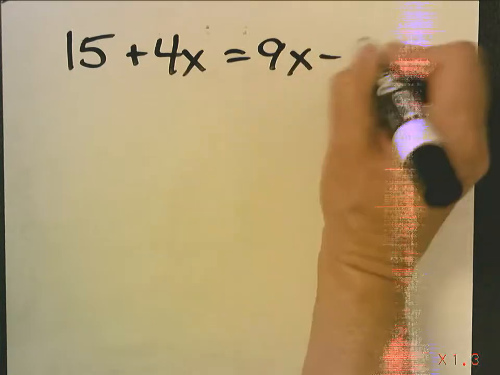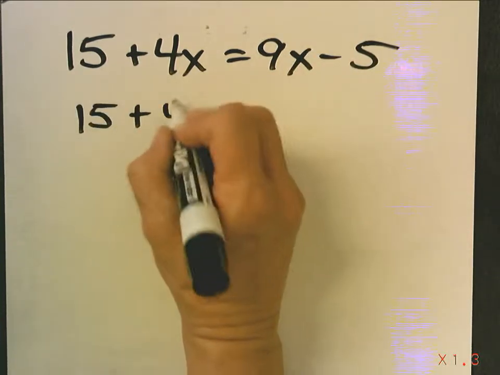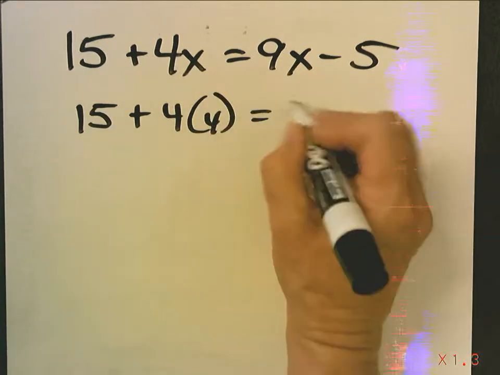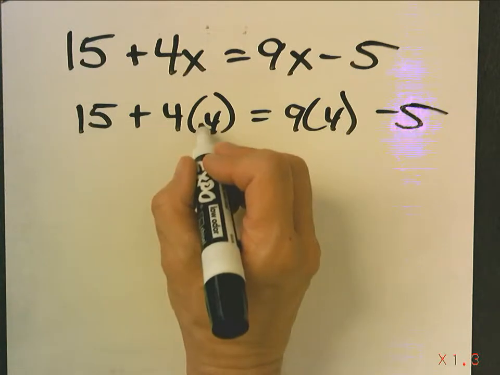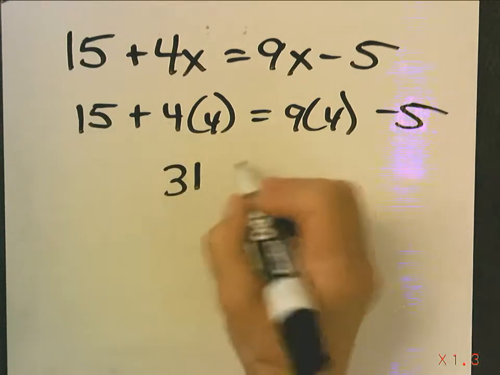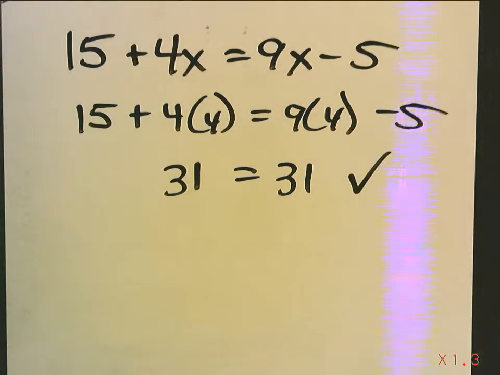Practice doing your check. So I got x equals 2. I rewrite my original equation. Now I plug in a 2. 15 plus 8 is 23. 18 minus 5 is 13. Okay? So that was correct.